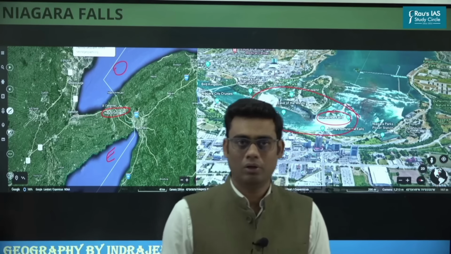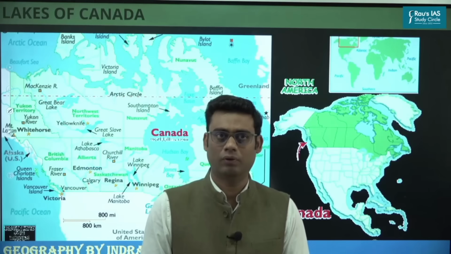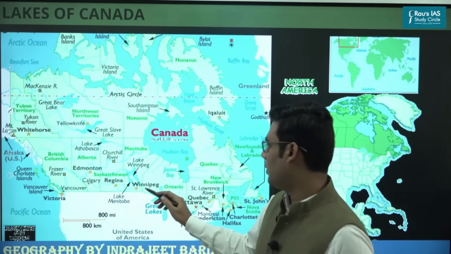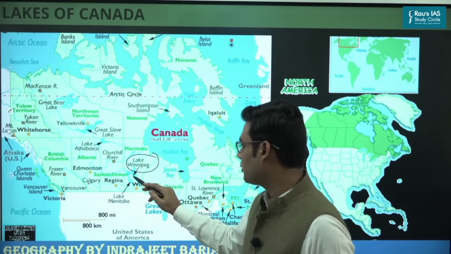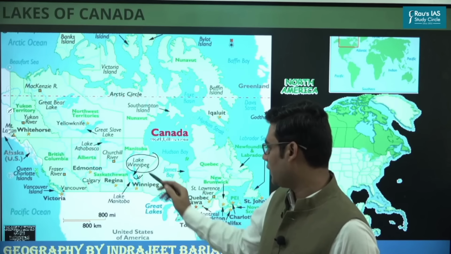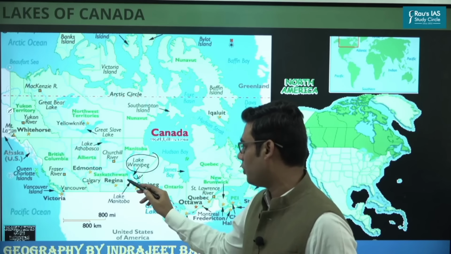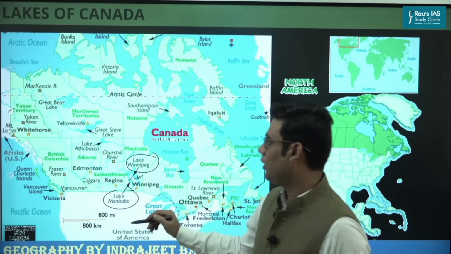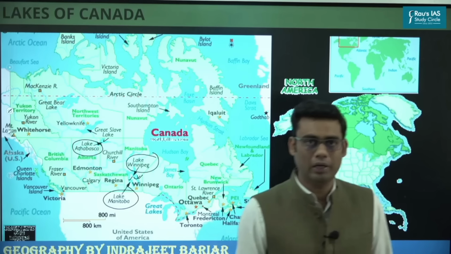Then we move on to the lakes of Canada. The lakes of Canada, a few very important lakes we have to know, would be straightforward names that we have to learn. Towards the south, we have this lake called Lake Winnipeg. You can see it's again very much to the north of the Great Lakes system. Another important lake you can mark is Lake Manitoba. So there is Lake Manitoba, Lake Winnipeg. Then you have the next important lake over here called Lake Athabasca.